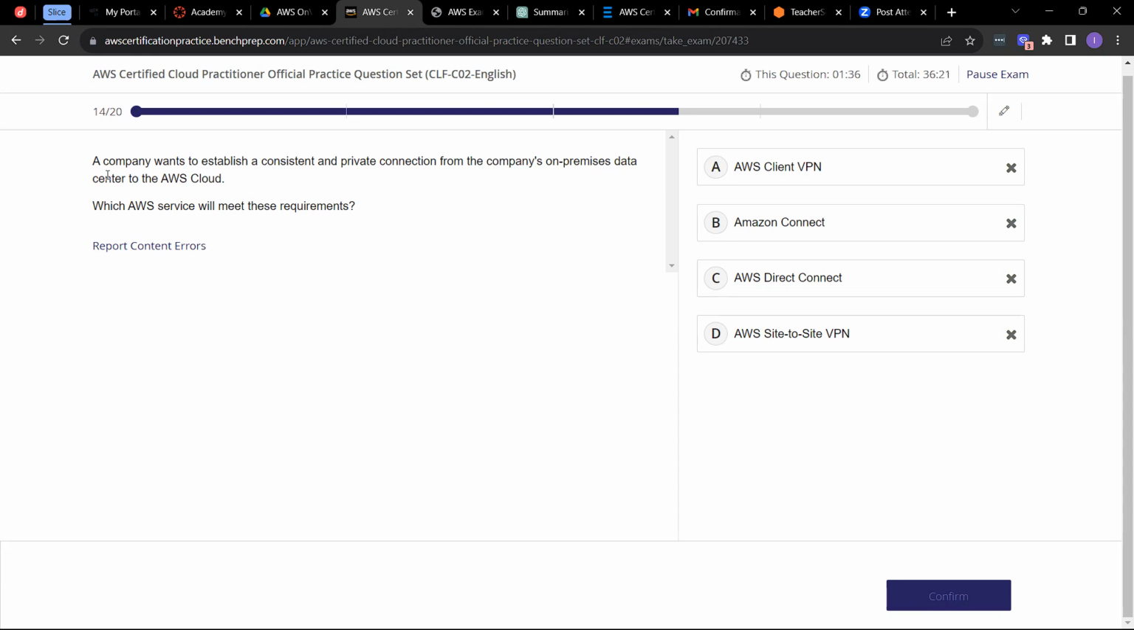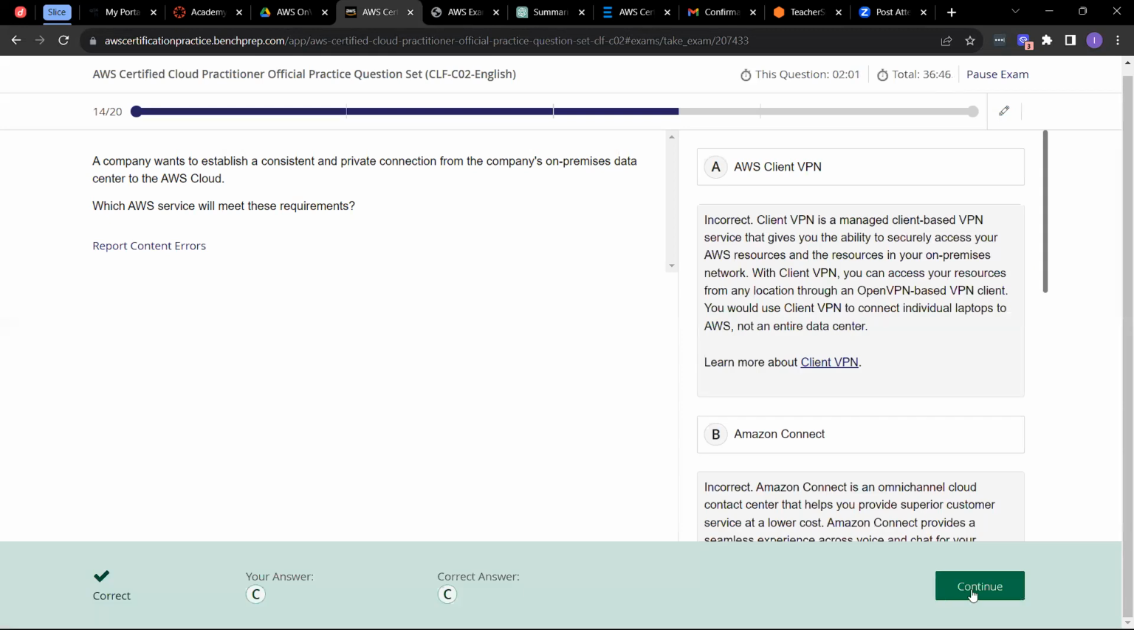The question might not be the same, but the concept will be the same. That's why the concept is important. If you can apply the concept, that's all. So this one is C, direct connect, right? The other one had internet in it, but this one didn't. This one doesn't talk about internet connection.